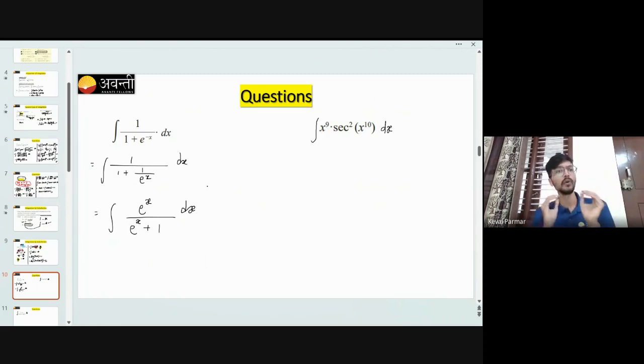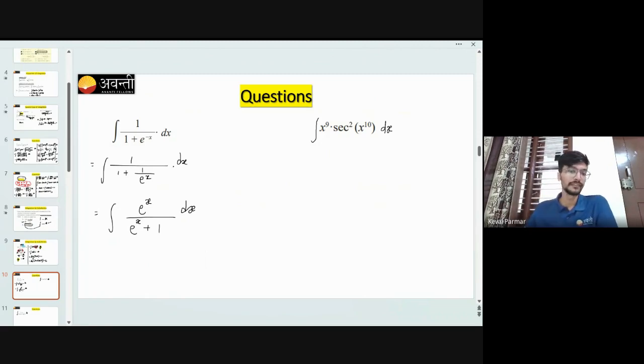So it is not always necessary that we use substitution only for composite functions. No, no, no. We can use substitution anywhere. But if the function is composite, we definitely need to use substitution. So composite implies substitution, but substitution does not necessarily imply composite. I hope you got it.